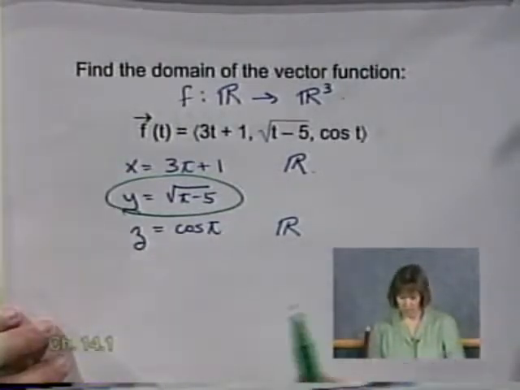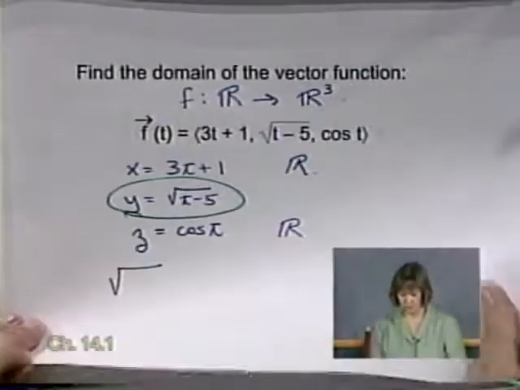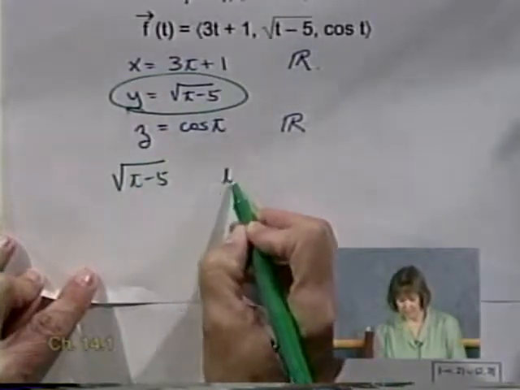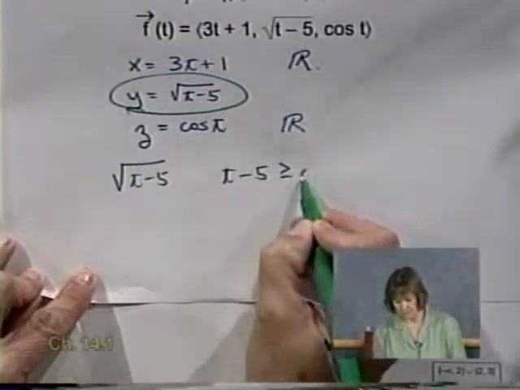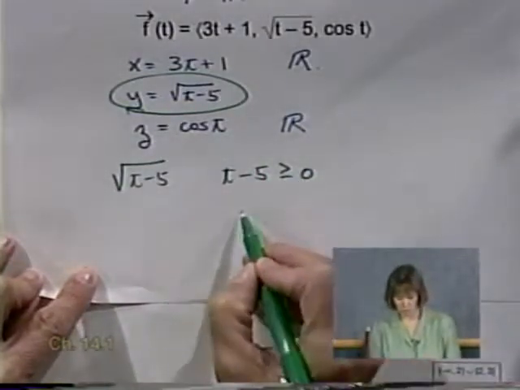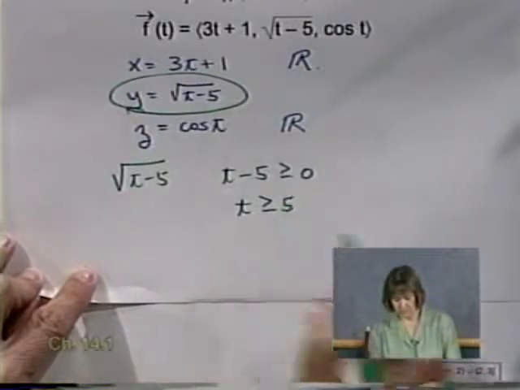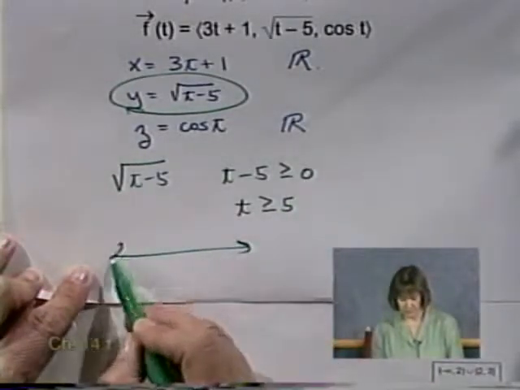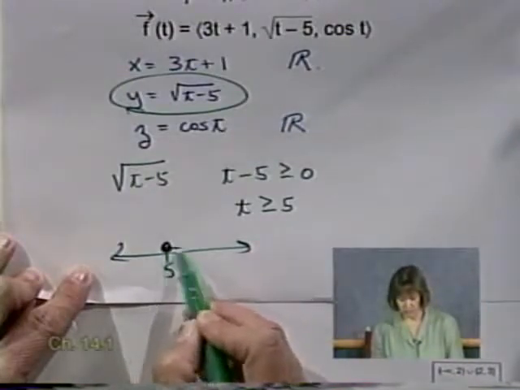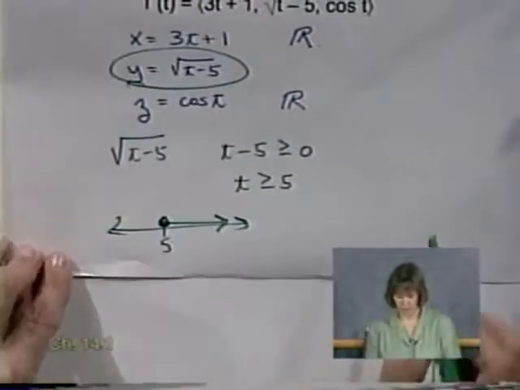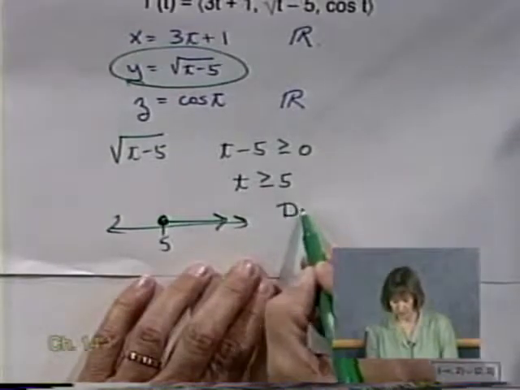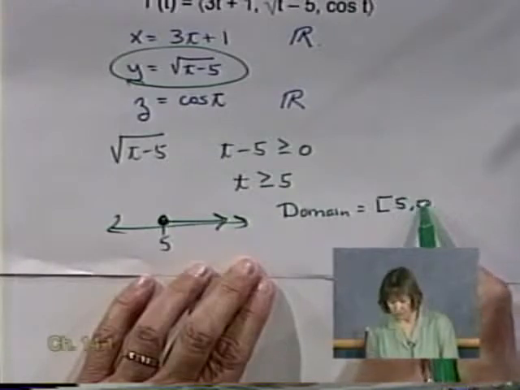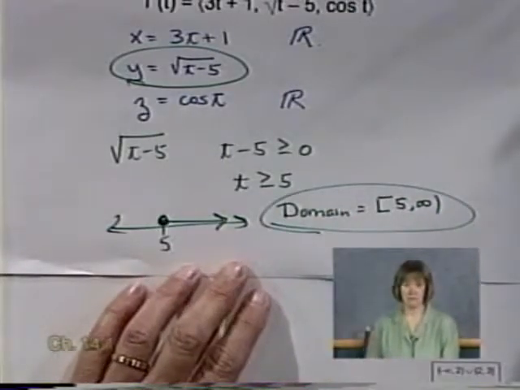And so I go, oh, well, for square root, in order for square root of t minus 5 to make sense, t minus 5 has to be positive or 0. Or if I add 5 on both sides, t would have to be greater than or equal to 5. So if I drew a little graph of it, it would be all numbers greater than or equal to 5, like that. Or if I want to write this out a little bit more formally, my domain is going to be the interval from 5 to infinity. That's the domain of that function.